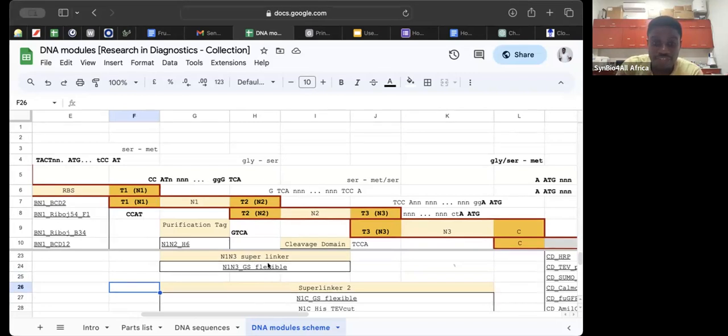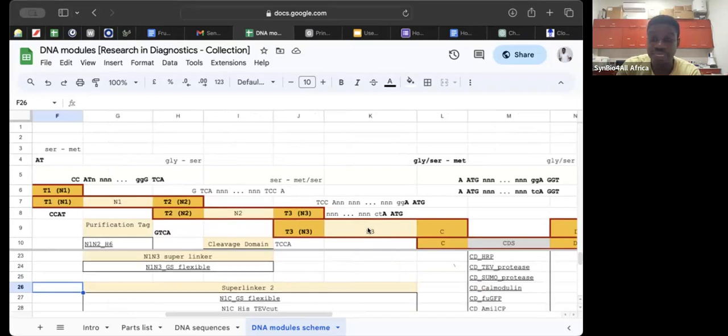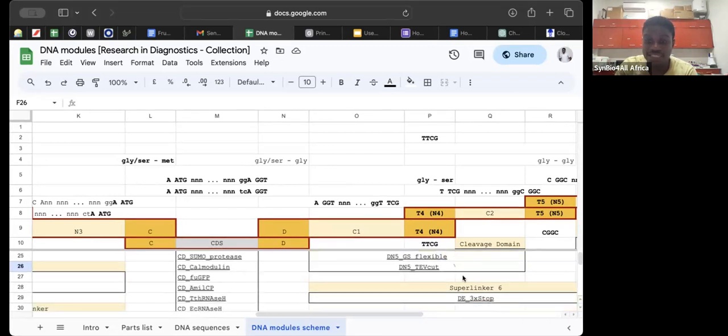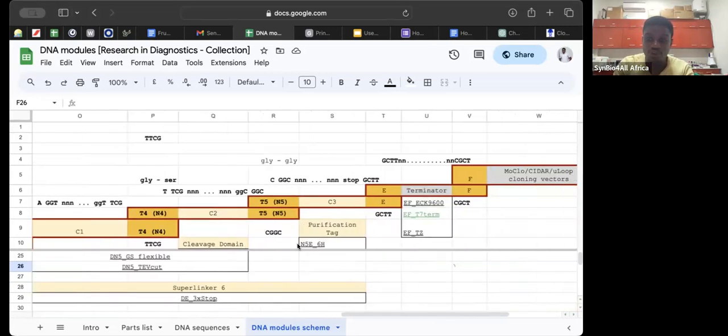Superlinker flexible here allows you to skip from purification tag and domain and then go straight to the N3 domain here. And then again, the superlinker here allows you to skip from this C1, C2, and C1, C2 are all, again, purification tags and cleave domains. So it allows you to skip all those ones. And when you look at this superlinker 6 here, it allows you to skip from the end of your coding sequence all the way to where you want to use your terminator.